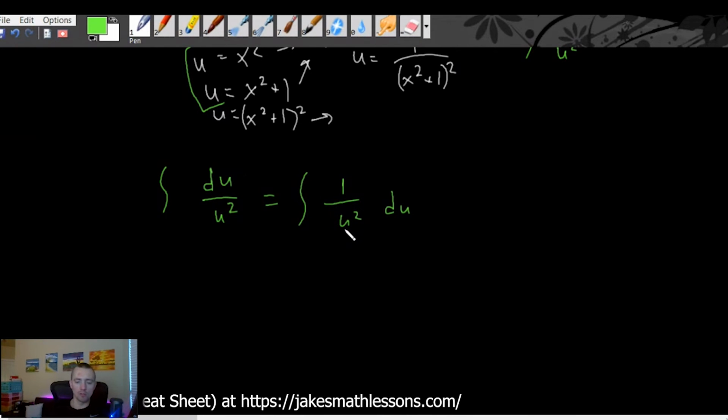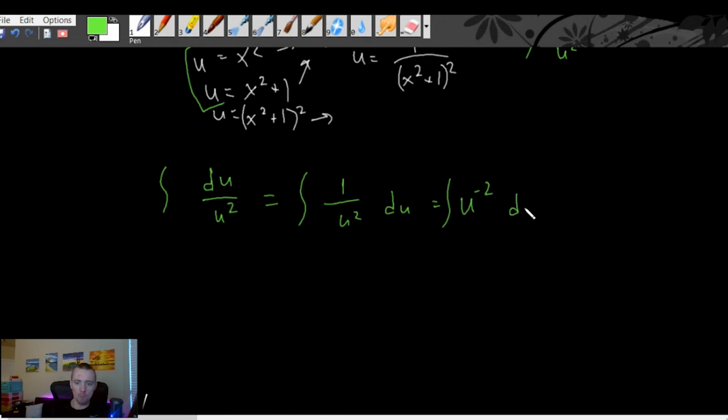So now what we can also do is rewrite this. Instead of having it as a fraction, we can rewrite 1 over u squared as u to the negative second power. So now we don't have a fraction. And the reason why this is really nice is because now this is in a form where we can use the power rule to integrate, which is much easier than just about any other integration method.